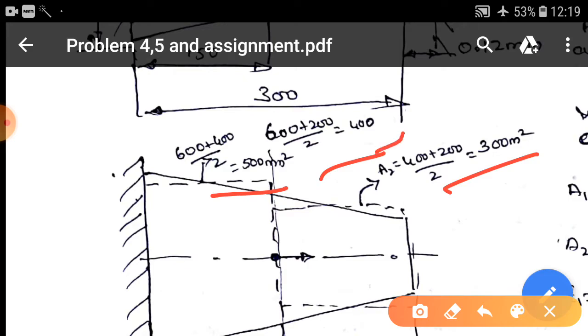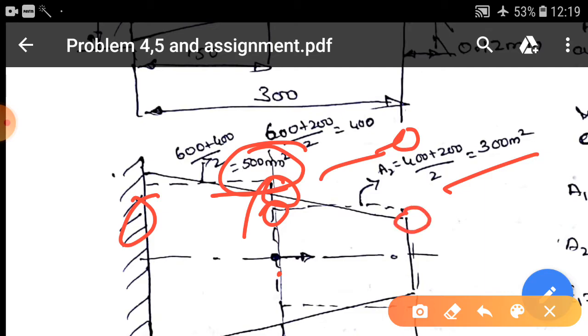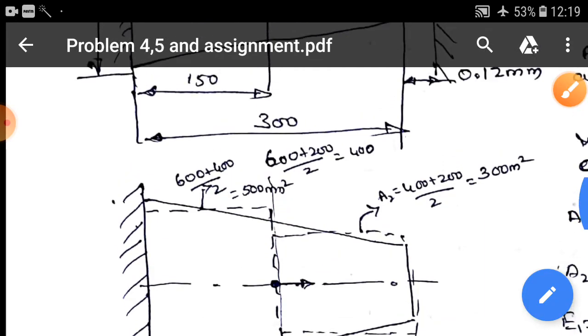Here this part is just to identify the midsection area. Then I have taken the average of this section and this section. That is for the first element: this section plus this section, the average area gives me the area at this section. Okay, that is the only difference.